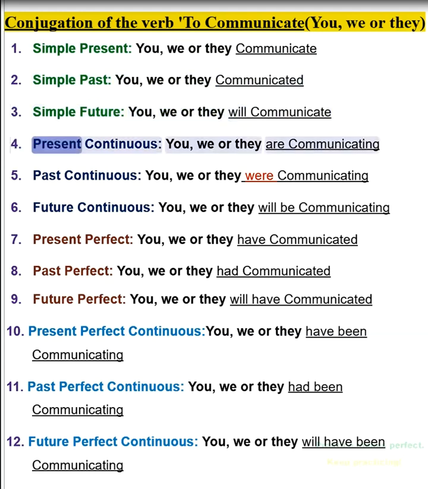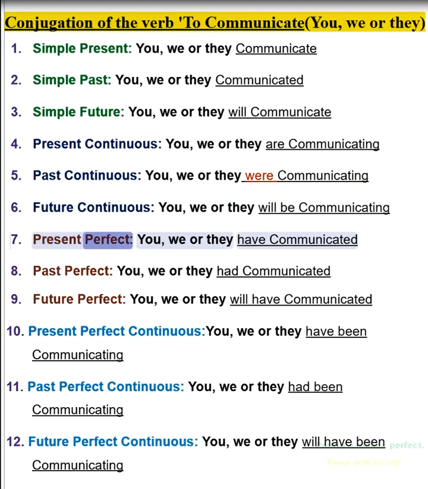4. Present continuous, you, we or they are communicating. 5. Past continuous, you, we or they were communicating. 6. Future continuous, you, we or they will be communicating.